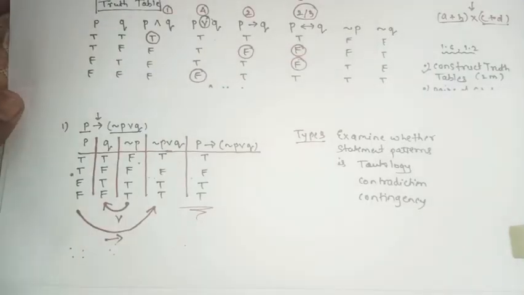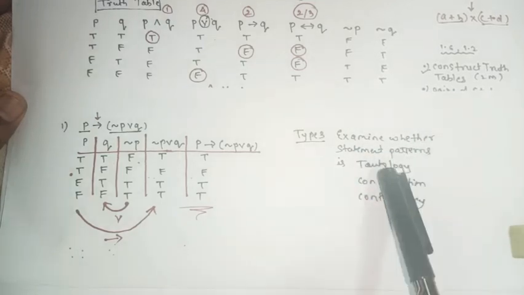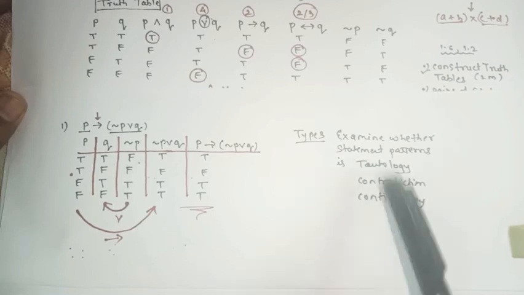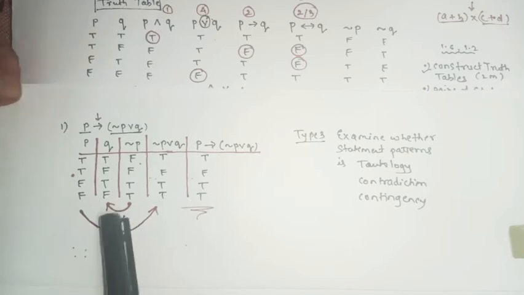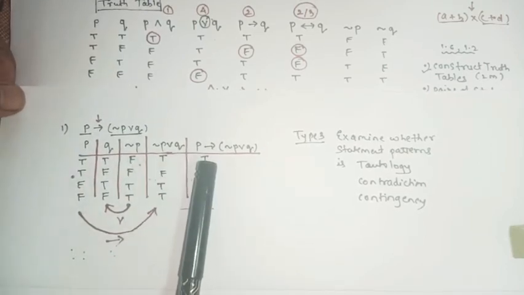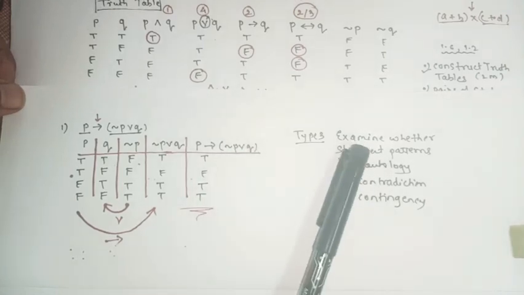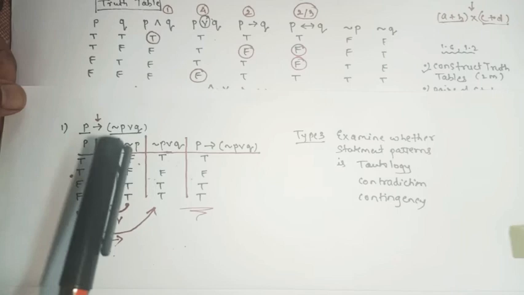Okay, so now we'll move on to type number 3. So what is type number 3? Where you have to examine whether the given statement patterns are tautology, contradiction or contingency. I have already solved the sum. It is like type number 1 only. See the pattern, prepare the table, and then you simply have to check whether the given pattern is tautology, contradiction or contingency.